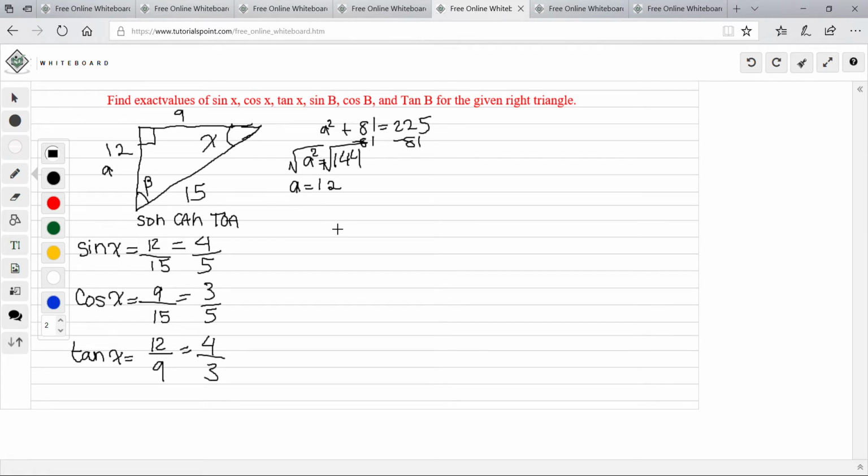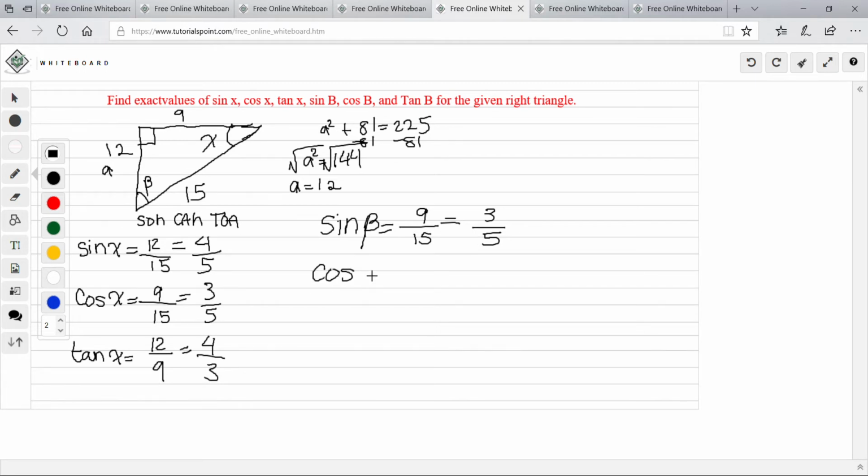Now let's do sine of beta. So I need to know, I'm right here at beta, I'm not here anymore, I'm over here at beta. So sine is, we need to know the opposite side. So this is adjacent, so the opposite is 9 over hypotenuse, which is 15. That simplifies to 3/5.